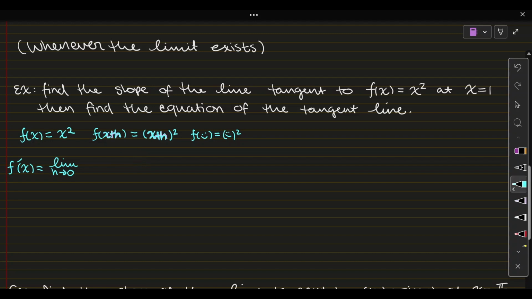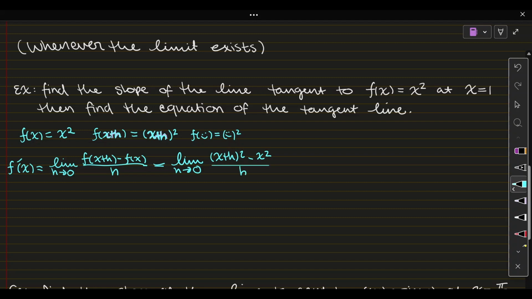Maybe I'll go ahead and rewrite the difference quotient here. It's f of x plus h minus f of x over h. That's our difference quotient. So you want to take the limit as h goes to 0, plugging things in. So f of x plus h was x plus h squared, so I have x plus h squared minus x squared over h.